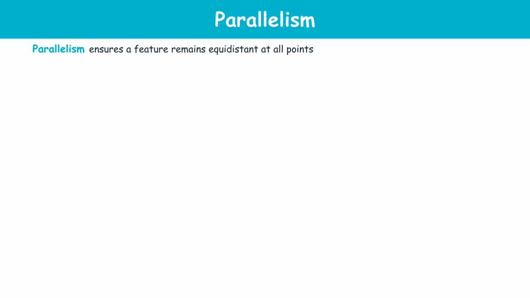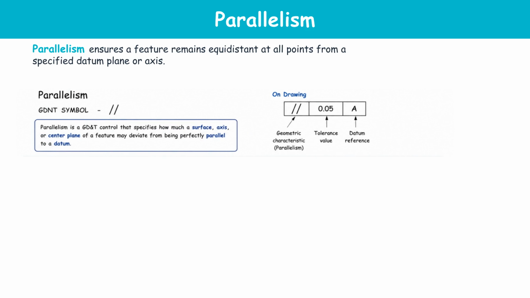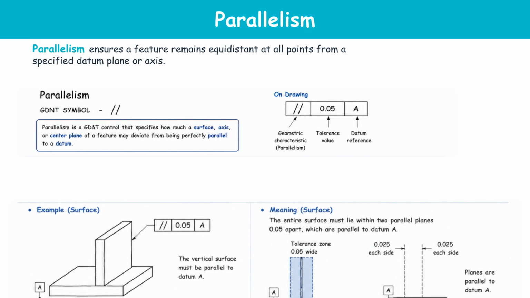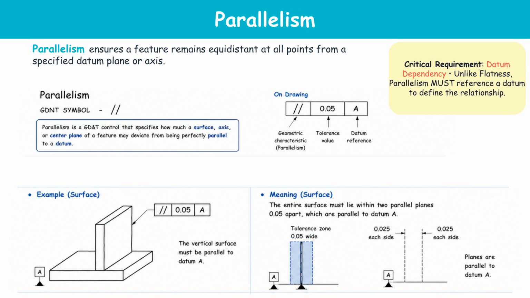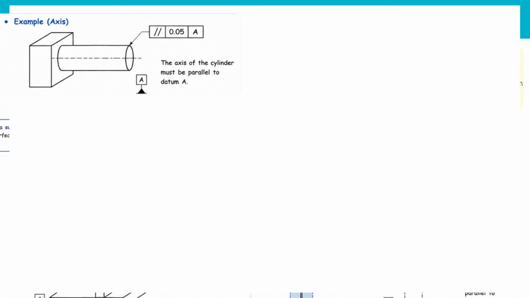Parallelism ensures that a feature remains equally distant from a datum. Imagine 2 surfaces that must remain perfectly parallel. The actual surface must stay within 2 parallel planes defined by the tolerance value. For cylindrical features, the axis must remain inside a cylindrical tolerance zone. The key point is that parallelism always needs a datum.